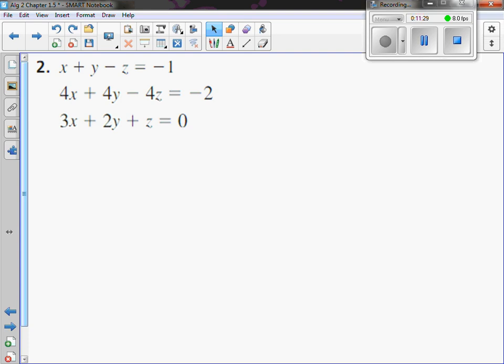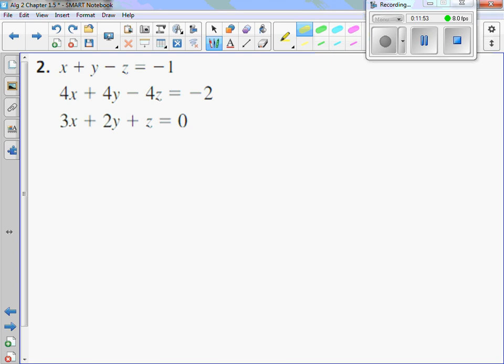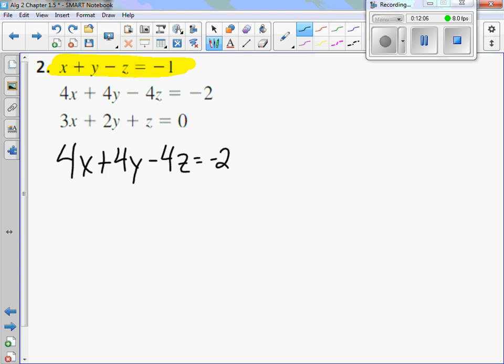Okay? Looking at this here, between these. Well, it doesn't matter what we pick, does it? Because the top equation has x, y, and z by themselves. We don't have a number in front of them. So which one do we want to eliminate first, x, y, or z? Let's do y. So I'm going to use this equation as our eliminator equation. So 4x plus 4y minus 4z equals -2. And we have 3x plus 2y plus z equals 0.